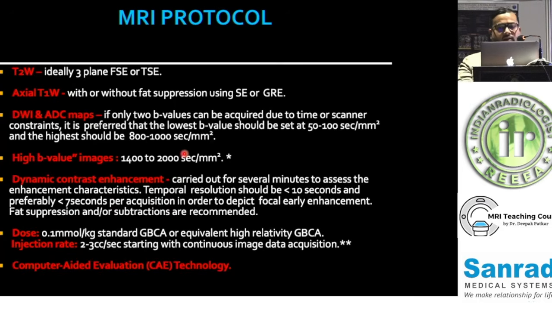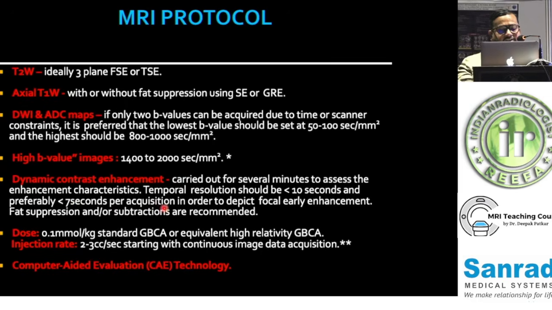squared. When you compare this to ADC maps alone, this increases the conspicuity of clinically significant cancers on high b value images. Especially, it's important in those cancers which are adjacent to or invading the anterior fibromuscular stroma, if they are in a subcapsular location or at the apex or the base of the gland. So it's very important to take this sequence of high b value images.